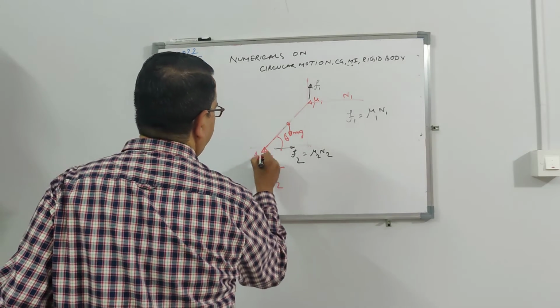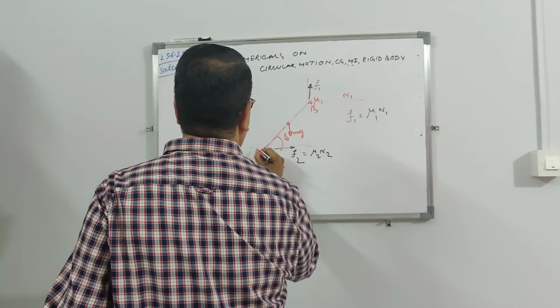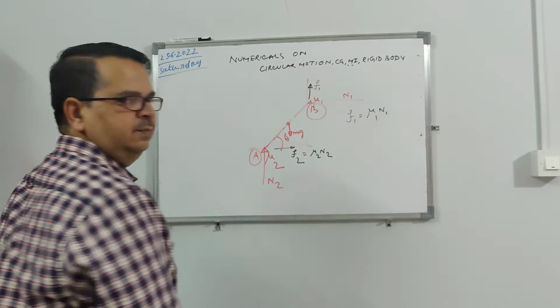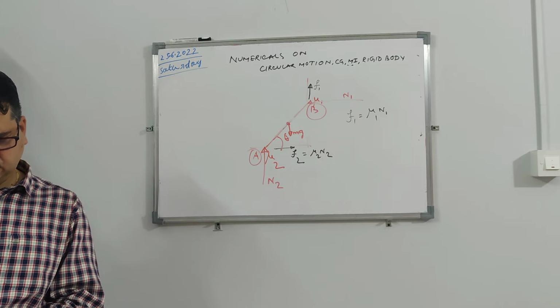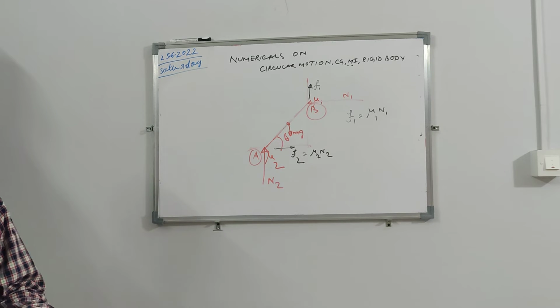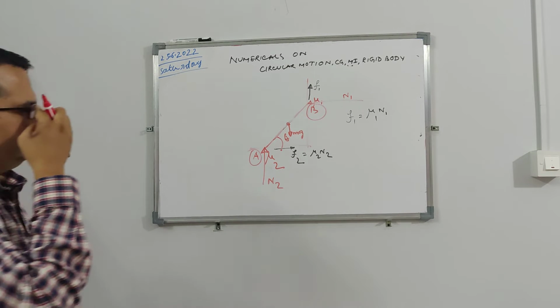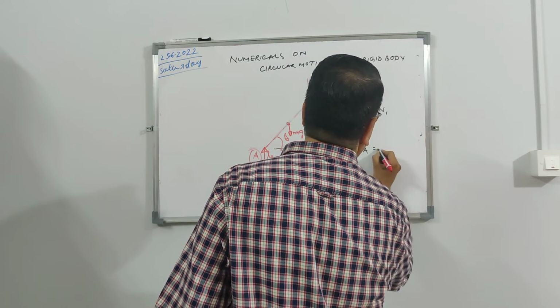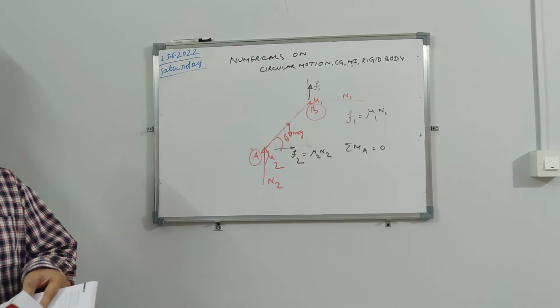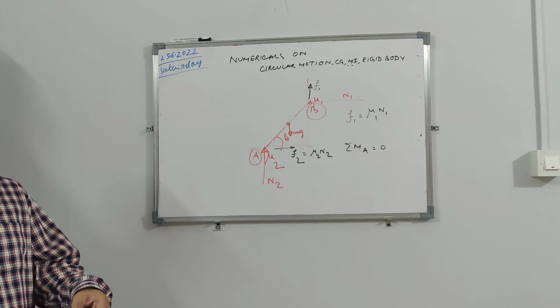Let us say this is my point A, and this is my point B. Then we can take either moment about A or moment about B. Let us take the moment about A equal to 0, because the summation of moment is equal to 0.